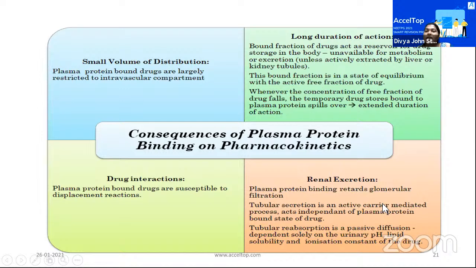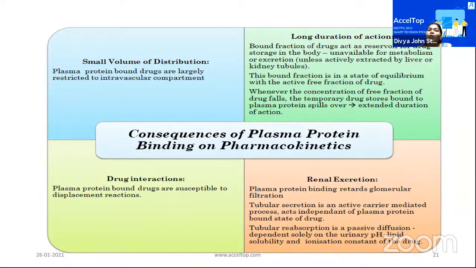And renal excretion: plasma protein binding retards glomerular filtration because they are bulky molecules. They will not be filtered through the pore spaces. Okay, and tubular secretion is an active carrier mediated process, so this action is independent of the plasma protein bound state of the drug. If they have an active carrier transporter for a particular drug, then it will be transported across the tubules by tubular secretion. And tubular reabsorption is a passive diffusion. It depends solely on the urinary pH, lipid solubility, and ionization constant of the drug.